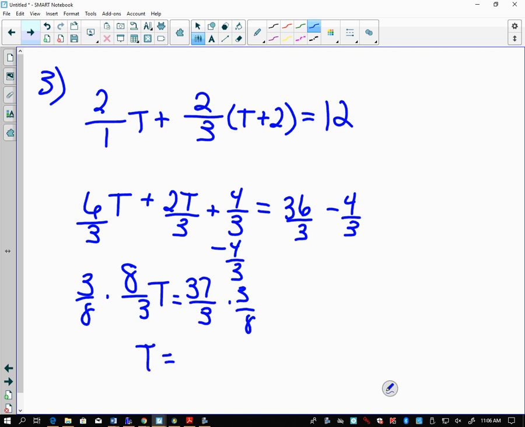So t equals 32 times 3. That's 96. And 3 times 8 is 24. Does that reduce at all? To just 4. So t equals 4, and we want to make sure we label. We're working with days, right? So if I check it, 4 days is correct.